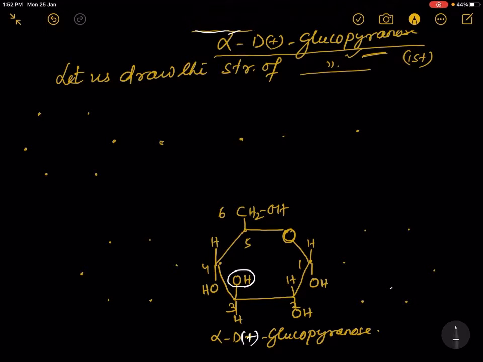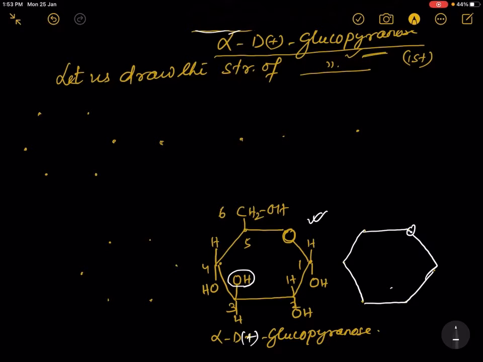Amylose is a straight chain polymer of alpha D glucose units. Amylopectin is a branch chain polymer of alpha D glucose unit. Let us draw the structure of amylose first. To draw the structure of amylose, we have to draw another 2 alpha D glucopyranose units on either side of this structure. You see, this is another alpha D glucopyranose.